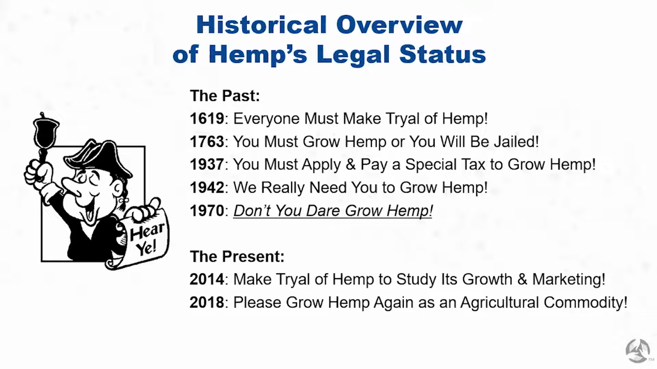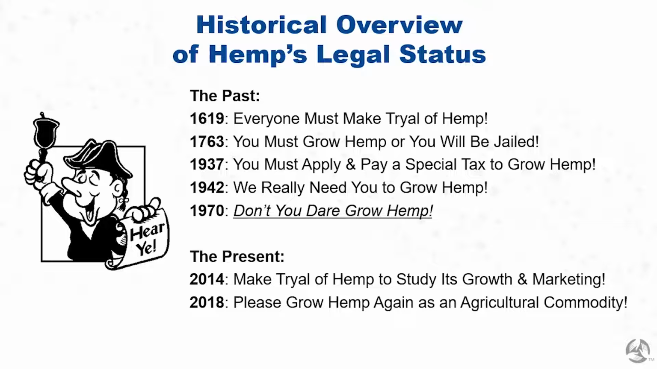So if we just review this legal status, this incredible journey that this amazing plant has come from, check it out, guys. 1619, everyone must grow hemp. 1763, you must grow hemp or you're going to jail if you don't grow hemp. 1937, you must apply and pay a special tax to grow hemp.